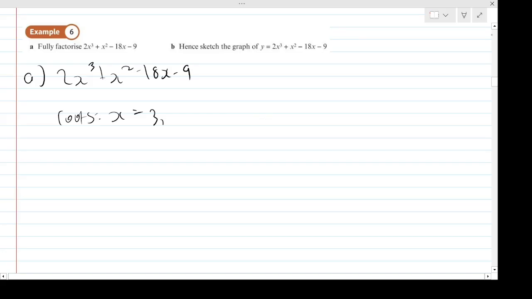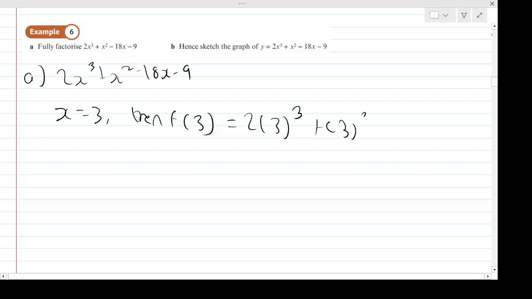So how we justify it is, again, the factor theorem, right? We then need to plug x is 3 into our expression. So if x is 3, then f of 3 would be 2 times 3 cubed plus 3 squared minus 18 lots of 3 minus 9. Put that in your calculator to check, but you should get 0 because it should be a root. Remember, a root is where the expression is equal to 0, so it'd be a solution to the equation if this was equal to 0, right? Anyway, put that in your calculator.